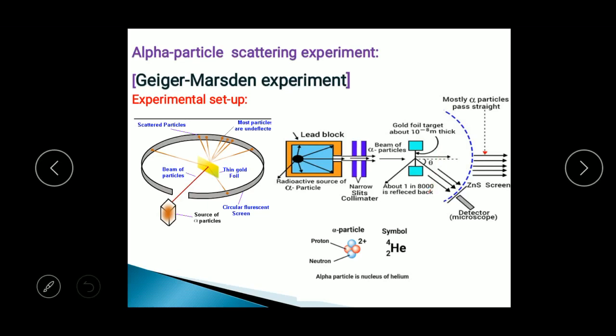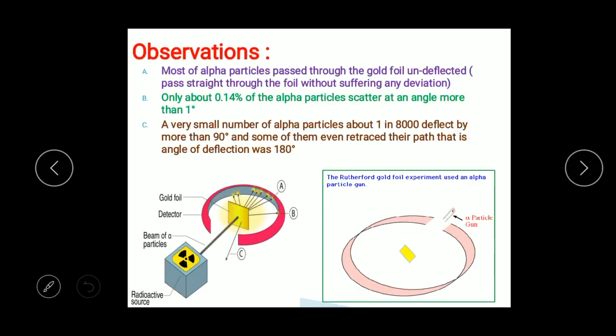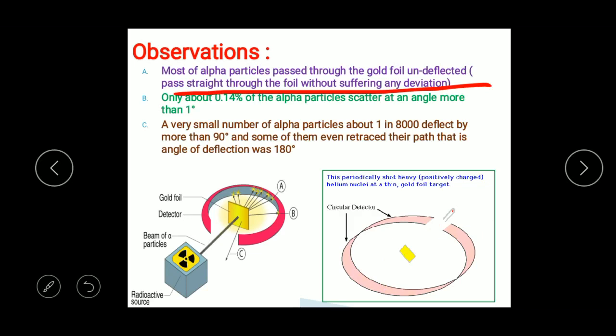With all this discussion regarding the experimental setup of the Geiger-Marsden experiment, or Rutherford alpha particle scattering experiment, now let us see what observations were made by Rutherford with his experiment. Let us discuss the observations one by one. The first observation he made is that most of the alpha particles passed through the gold foil undeflected. Undeflected means what?